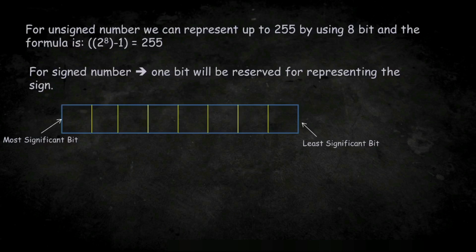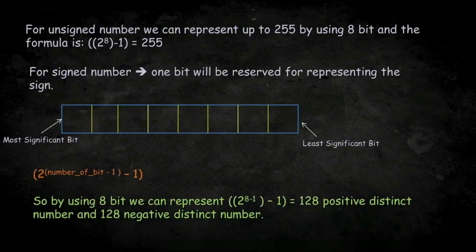Now if one bit is reserved for sign, then how many distinct numbers can you represent by the next 7 bits? So for the sign bit, the formula will be 2 to the power number of bits minus 1, and then again minus 1. So by using 8-bit, we can represent 128 positive distinct numbers and 128 negative distinct numbers.